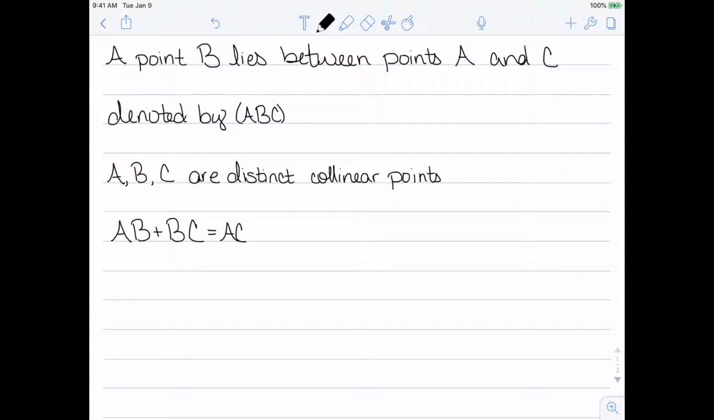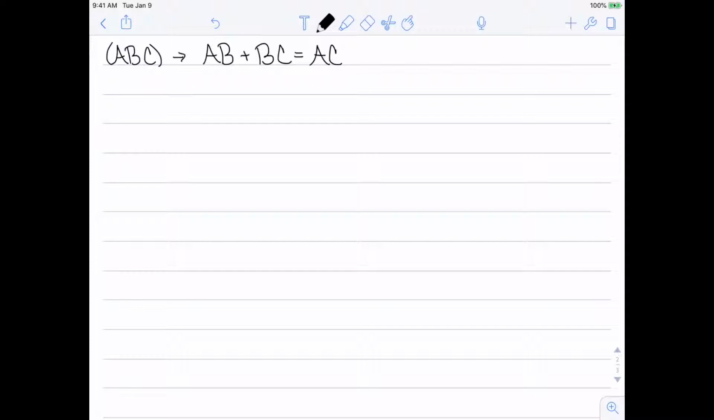So let's look at this a little more. If we have ABC, so B is between A and C, then we know the distance from A to B plus the distance from B to C is equal to the distance from A to C. We also know distance is symmetric, so I can rewrite it. Instead of AB, I can write BA. Instead of BC, I can write CB. And instead of AC, I can write CA.